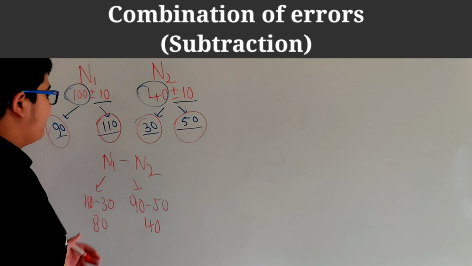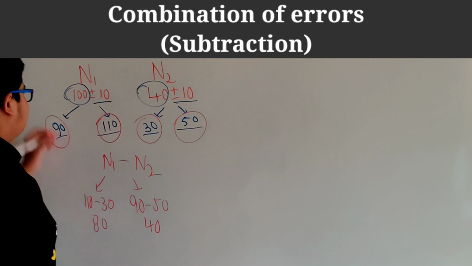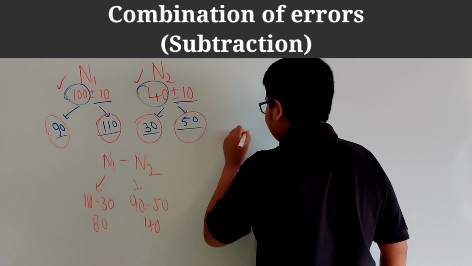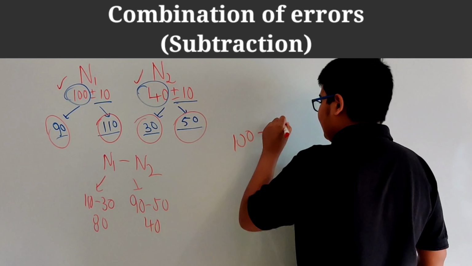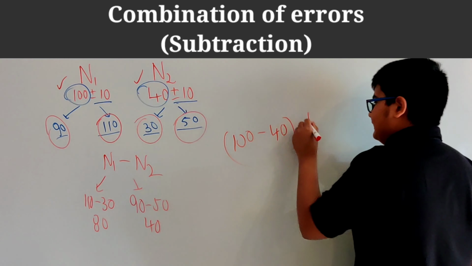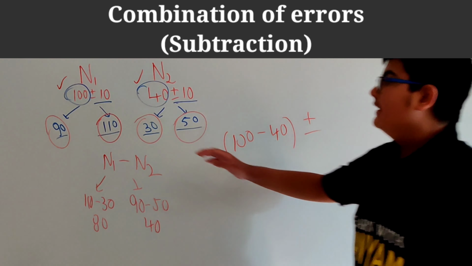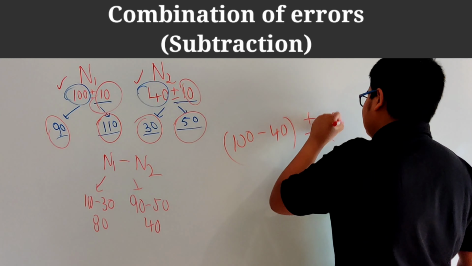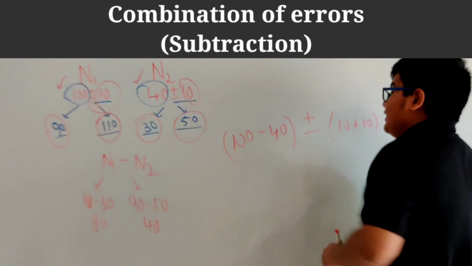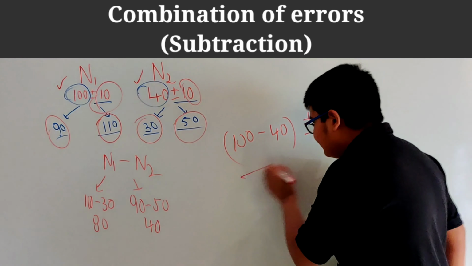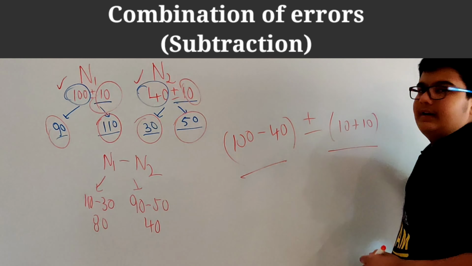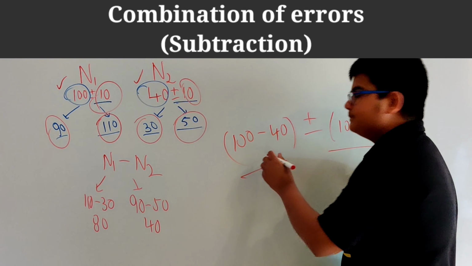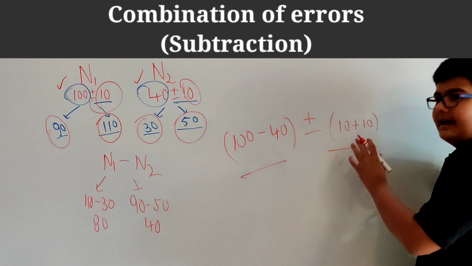Now let's see what the formula for this is. Again we have to take the base values, but this time we have to subtract the base values. So we will do 100 minus 40. Then plus minus will come, and then we will add these absolute errors. So 10 plus 10. So in addition, we were adding the base values as well as adding the amount of error. But in subtraction, we will be subtracting the base values, but again we will be adding the error.